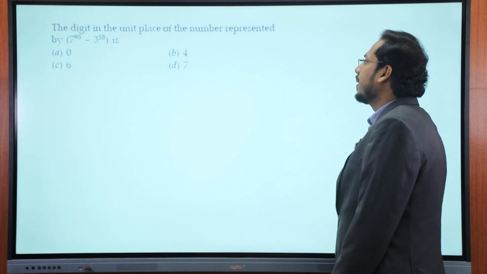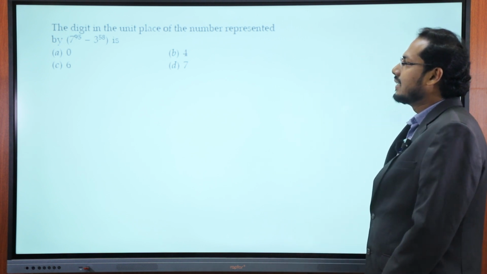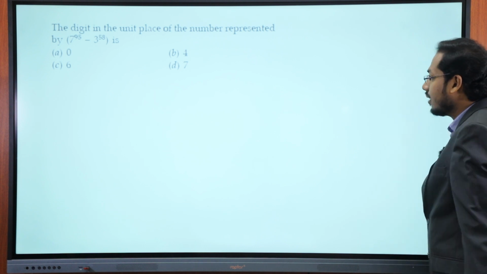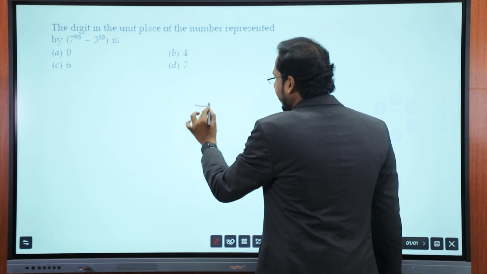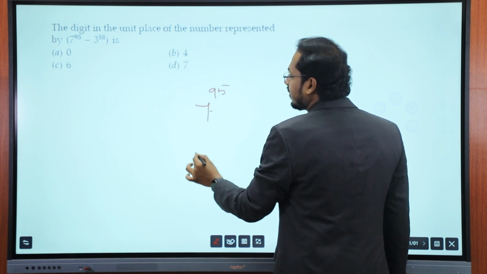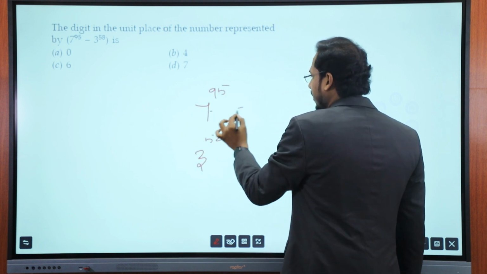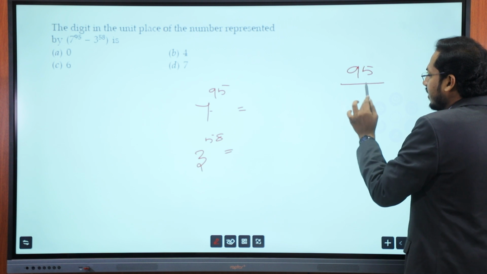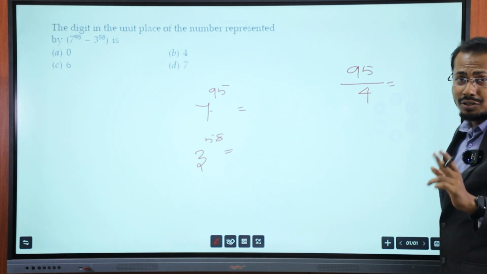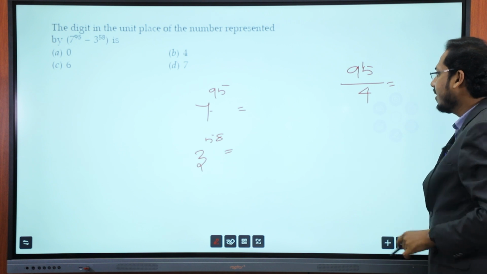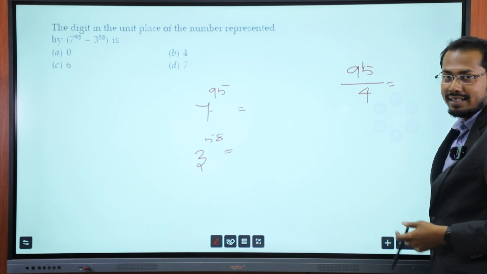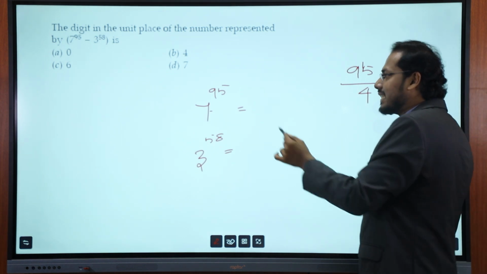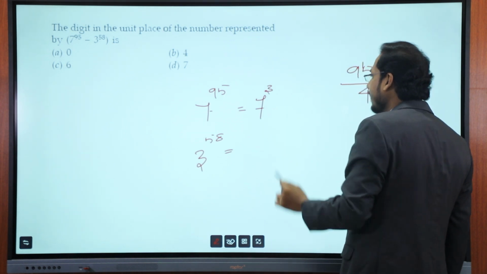The digit in the unit place of the number represented by 7 power 95 minus 3 power 58. Okay. So 7 power 95, I need to find this first, then 3 power 58. For 7, we had a cycle of 4, right? 95 divided by 4: we get 23 fours, that is 92, so the remainder will be 3. So instead of 7 power 95, I can say 7 power 3, right?